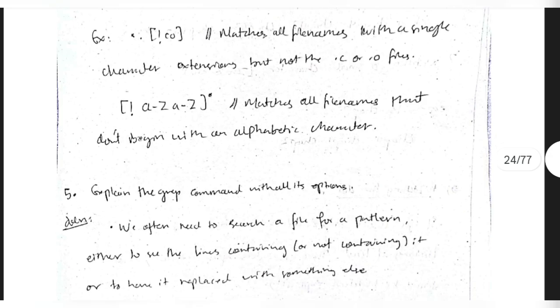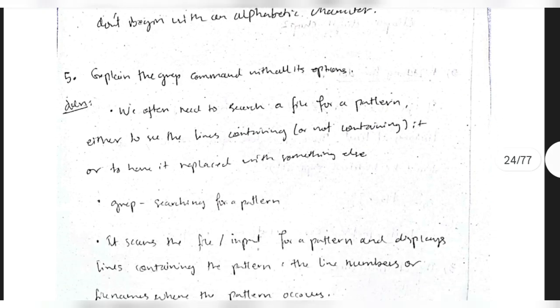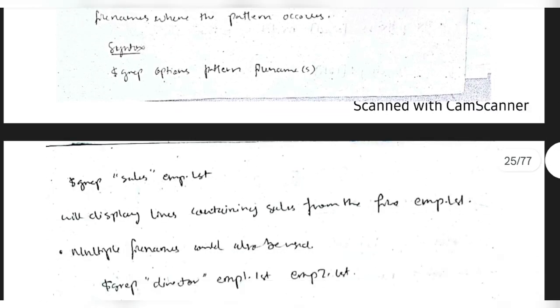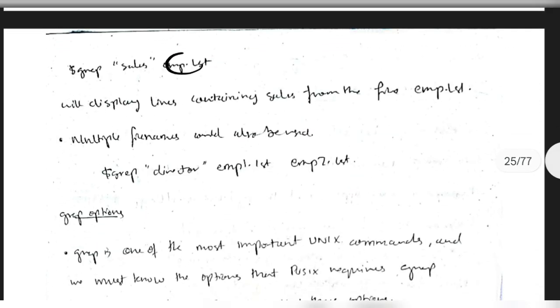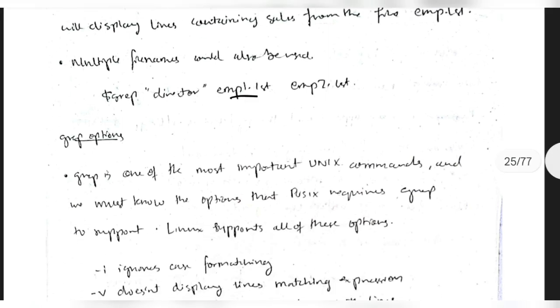Okay, next question: explain the grep command with all of its options. Grep is used for searching a pattern. If there is some pattern in the file, that will be displayed. For example, there is emp.lst and we are searching for sales. Wherever sales comes in that file, that line gets displayed. The same thing goes for multiple files as well.